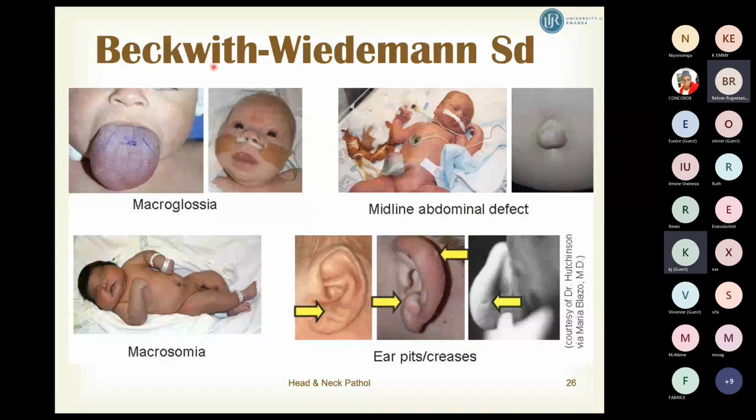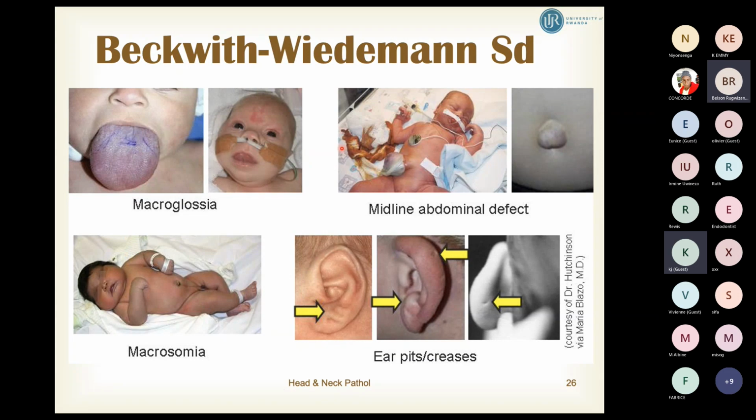So one of their features is macroglossia, a very large tongue, macrosomia, obese. They have ear pits and creases, ear tags, midline abdominal defects, laparoschisis and so on, and most of the visceral organs can be affected.